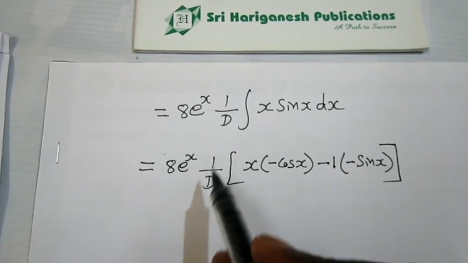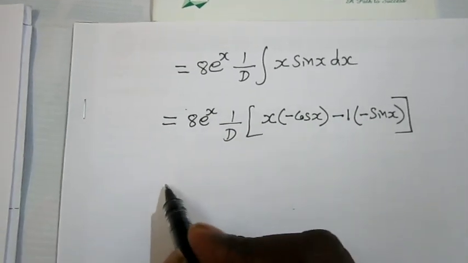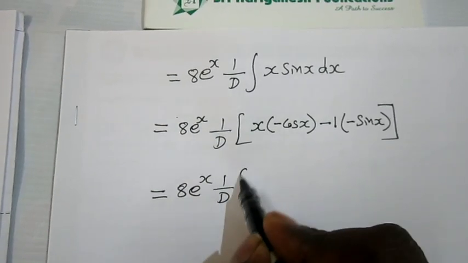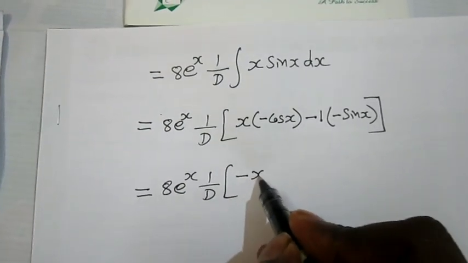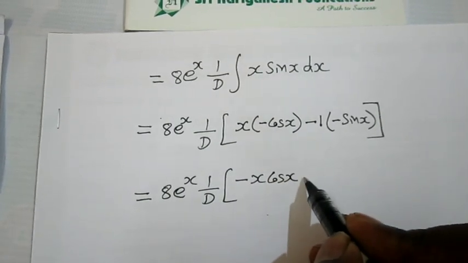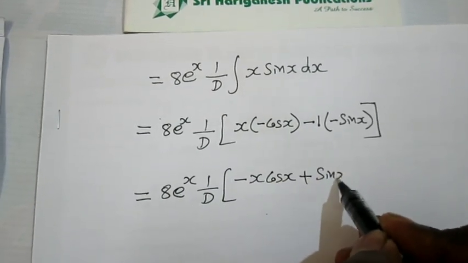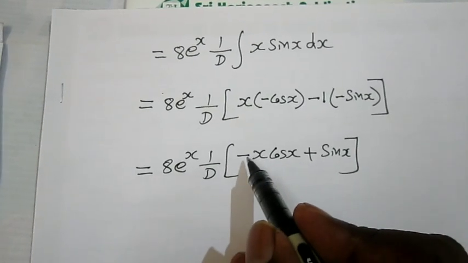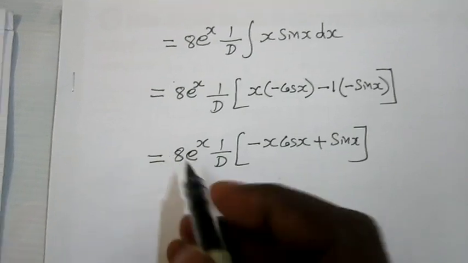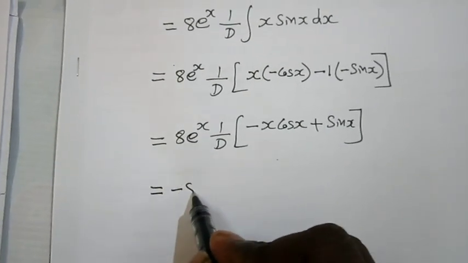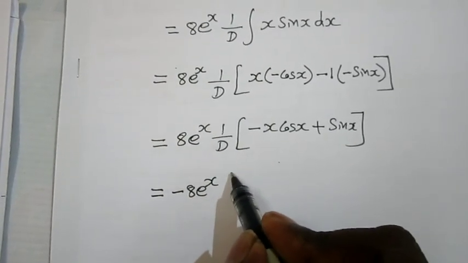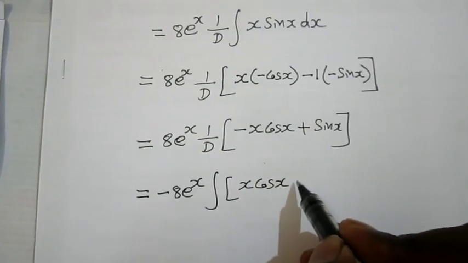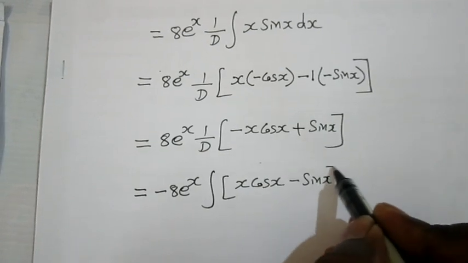So Bernoulli's method is over. Now I am going to simplify, then integrate, because again we have 1 by D, and 1 by D means integral. So 8 into e power of x, 1 by D, into the simplified expression: minus x cos x minus of minus plus sin x. Now I want to integrate, but the first term is negative, so conveniently I take the minus outside. So minus 8 into e power of x, 1 by D, of the integral of x cos x minus sin x.